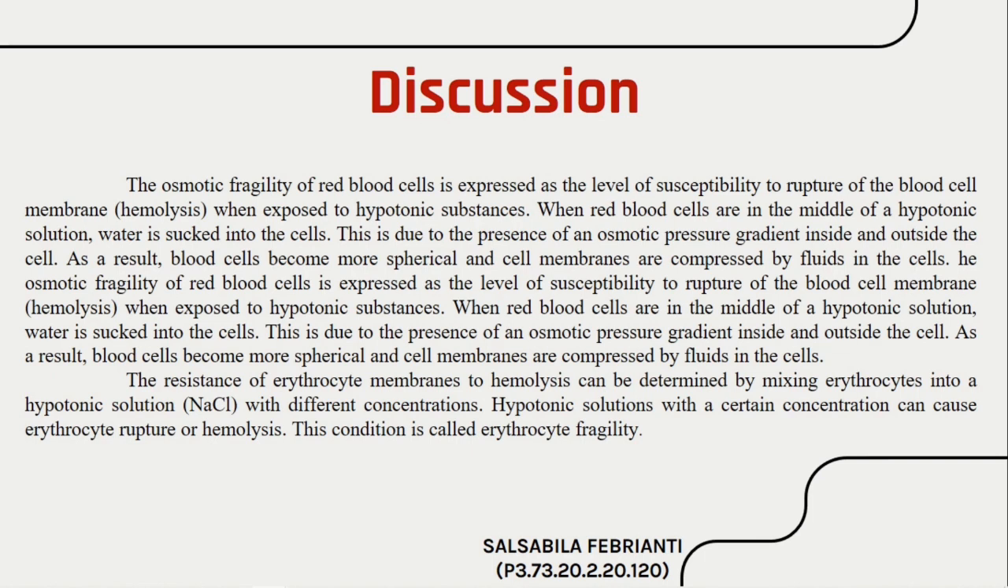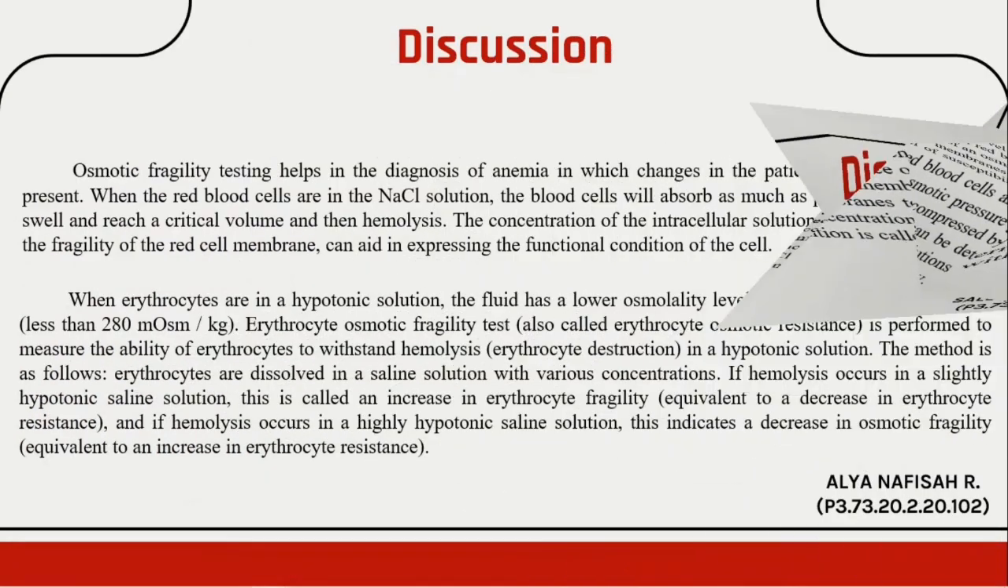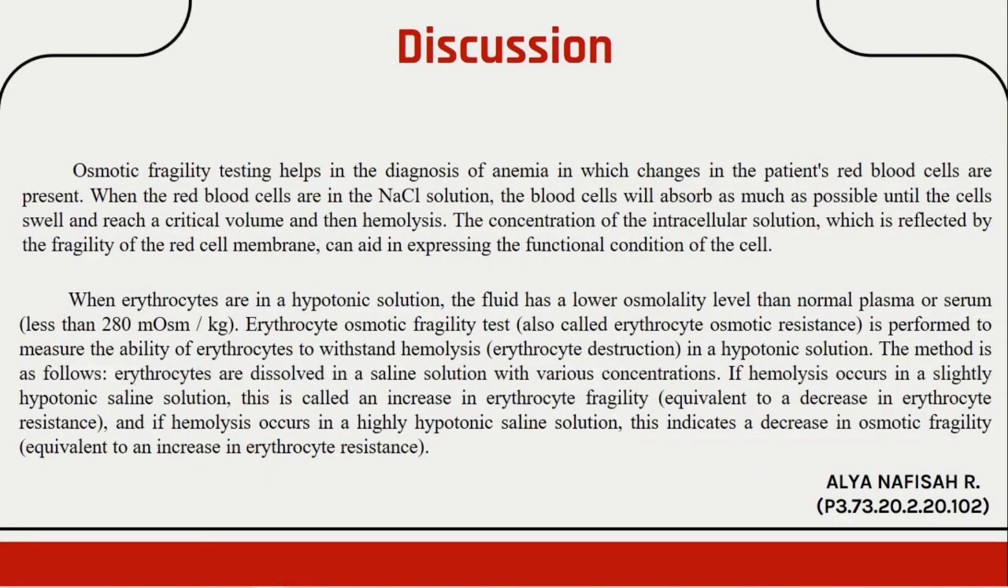The resistance of erythrocyte membrane to hemolysis can be determined by mixing erythrocytes into a hypotonic solution with different concentrations. Hypotonic solution with a certain concentration can cause erythrocyte rupture or hemolysis. This condition is called erythrocyte fragility. Osmotic fragility testing helps in the diagnosis of anemia in which changes in the patient's red blood cells are present.